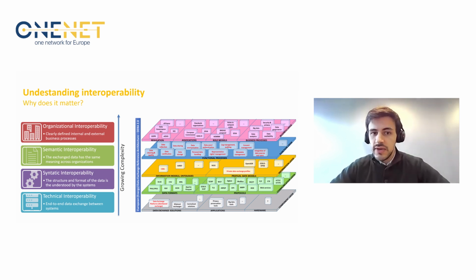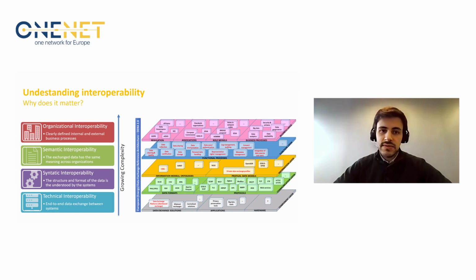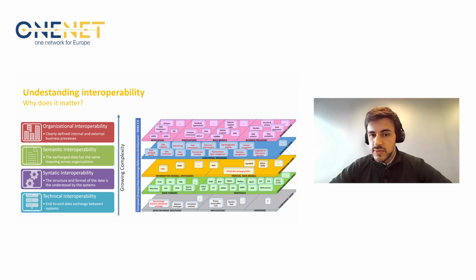If we look at the component layer, we are talking about technical interoperability, technologies that allow the flow of information. If we look at the communication layer, we are talking about syntactic interoperability. We are looking at models such as JSON, XML or CSV, in which we have a predefined data structure to exchange data. If we look at the information model, we are talking about semantic interoperability. We are here looking at CIM or SAREF ontologies, which put a meaning to the data that we are exchanging. And then the function and business layer is where organizational interoperability is.